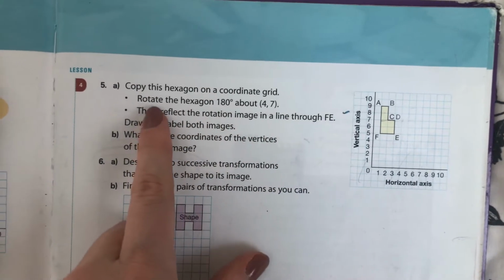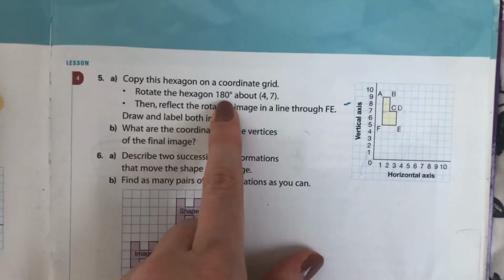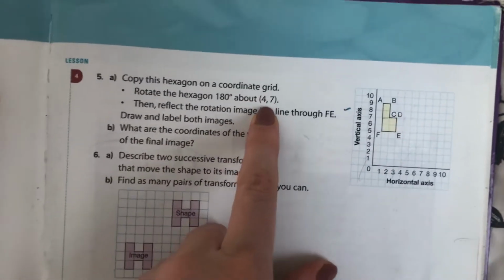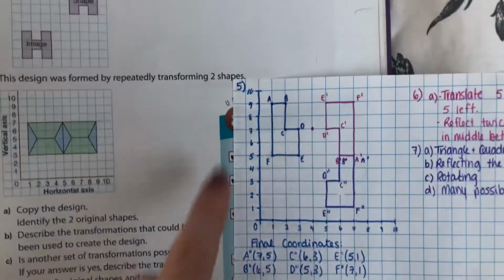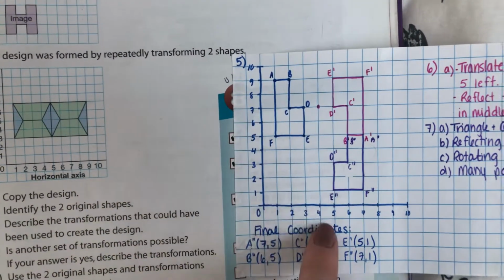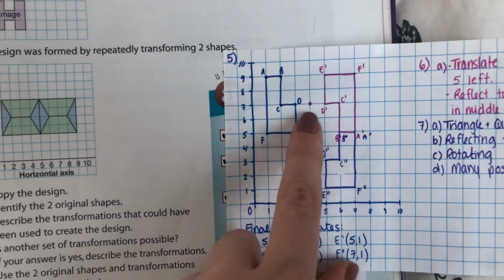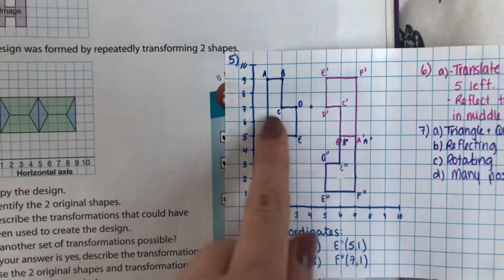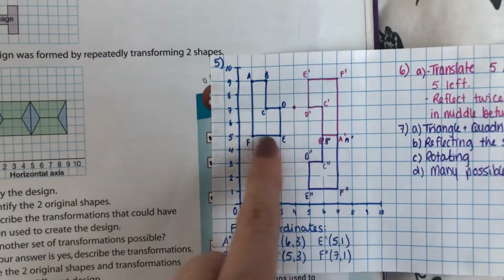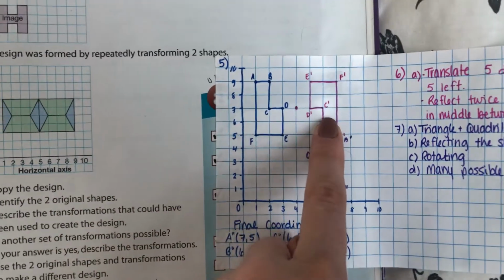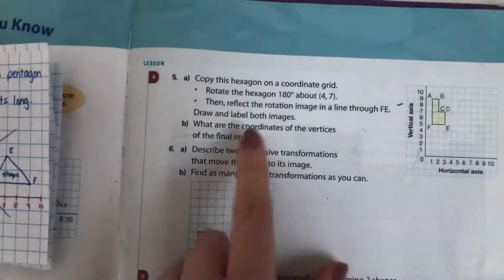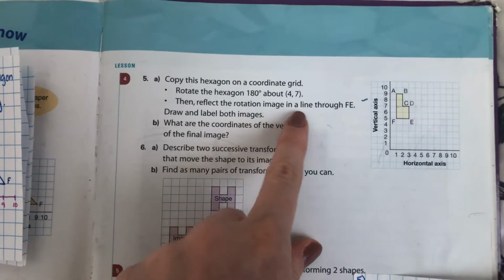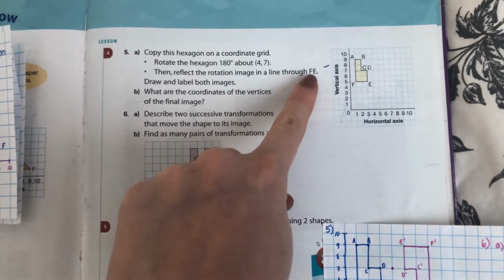Okay, so first we're going to rotate it. Rotate the hexagon 180 degrees about (4, 7). So here's my original. Here is the coordinate (4, 7) on that little dot. And here is what it looks like when you rotate the image 180 degrees around (4, 7). The next part was to reflect the rotation image in a line through FE. Now this said FE, not F prime.